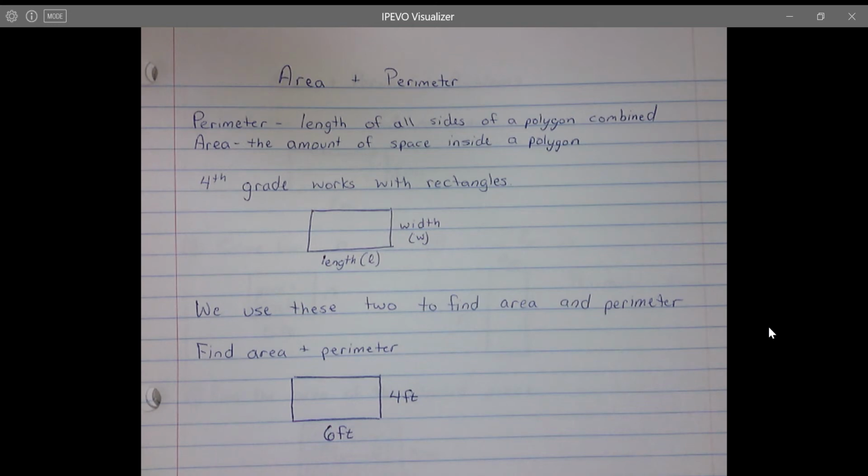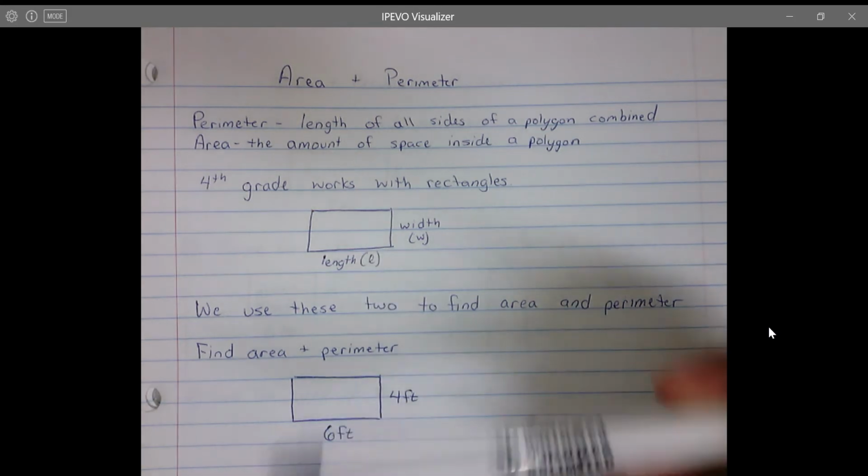We get the perimeter. A polygon is a two-dimensional shape, three or more sides. And then area is the amount of space inside a polygon. So volume, we talked about how much space it took up. That was of a 3D object. Area is just like a flat object. So in 4th grade, we always work with rectangles. So my drawings aren't perfect rectangles, but right here we have a rectangle.